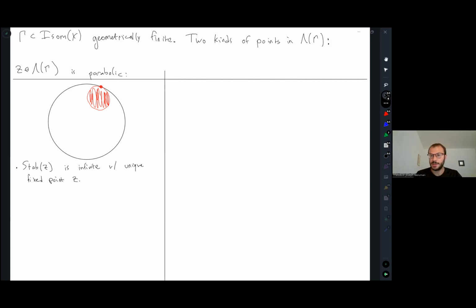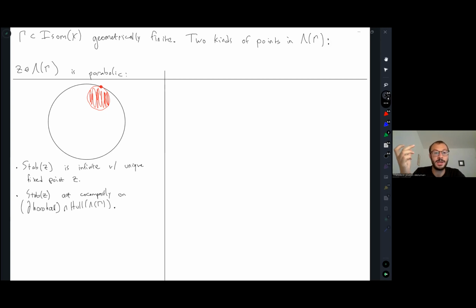And actually, because of the fact that my manifold decomposes into a compact piece union finitely many cusps, it turns out that you can see that this stabilizer actually has to act co-compactly on the boundary of this horoball intersected with the convex hull of the limit set.